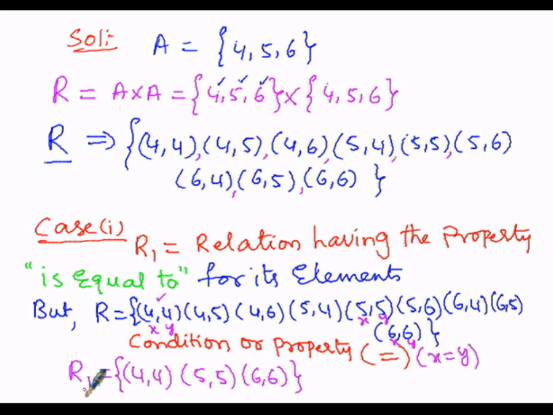But we have to write these elements in the roster form. In order to write in the roster form, we have to enclose these 3 elements, (4, 4), (5, 5), (6, 6), within brackets, and separate them by commas. So {(4, 4), (5, 5), (6, 6)} gives us the roster form of the relation R1. Then let us go for the second case, that is case number 2.